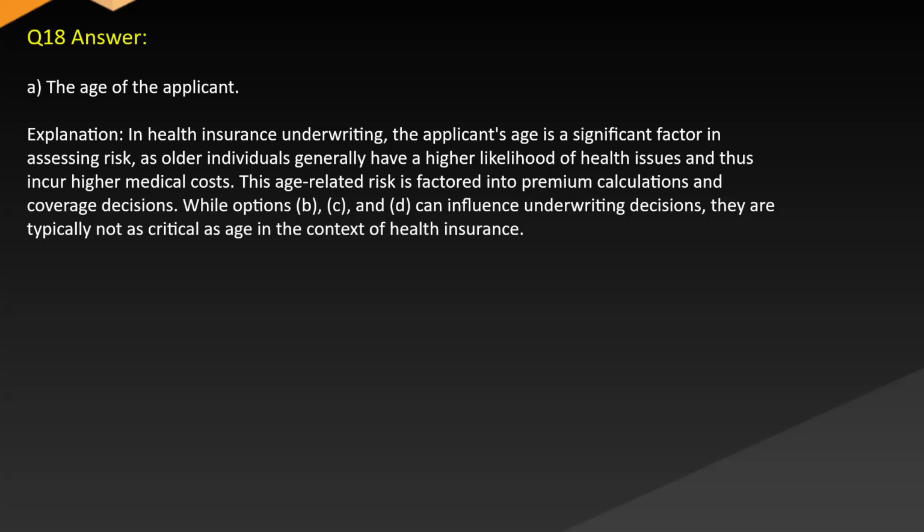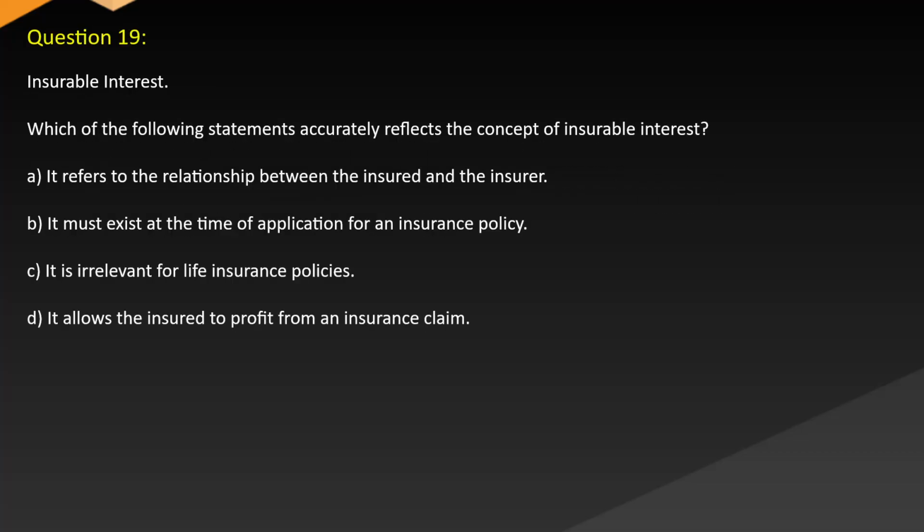Answer A. The age of the applicant. Explanation. In health insurance underwriting, the applicant's age is a significant factor in assessing risk, as older individuals generally have a higher likelihood of health issues and thus incur higher medical costs. This age-related risk is factored into premium calculations and coverage decisions. While options B, C, and D can influence underwriting decisions, they are typically not as critical as age in the context of health insurance.